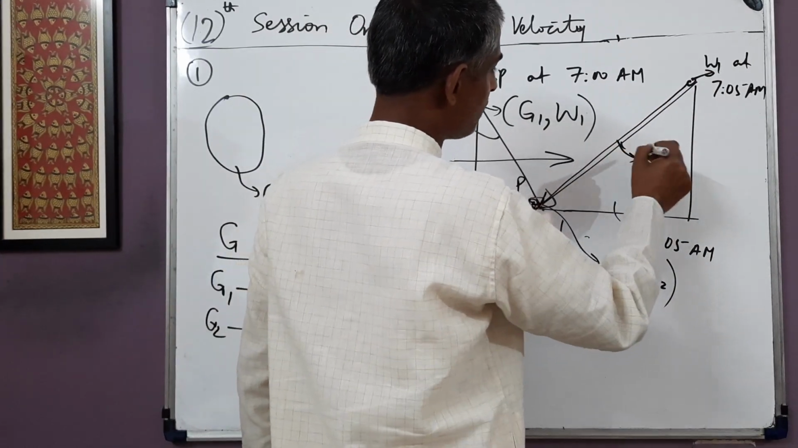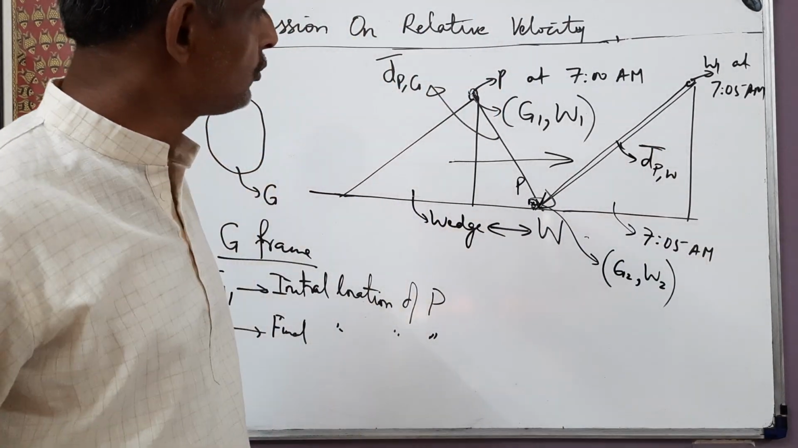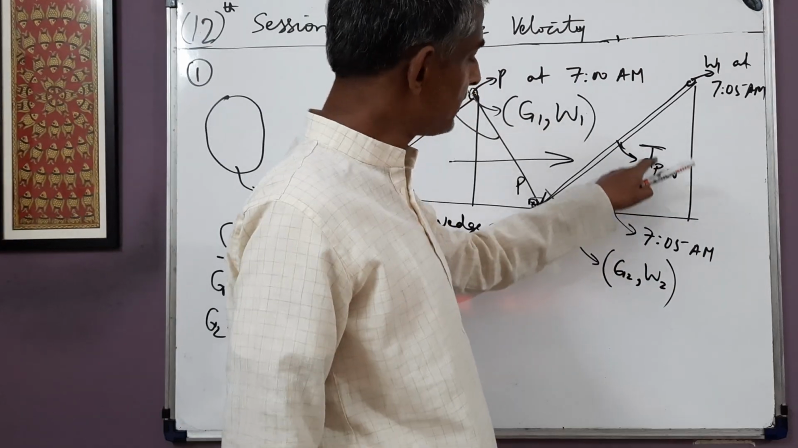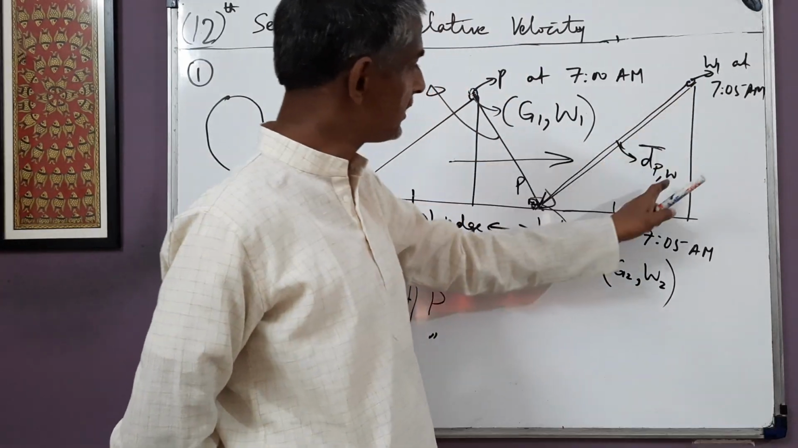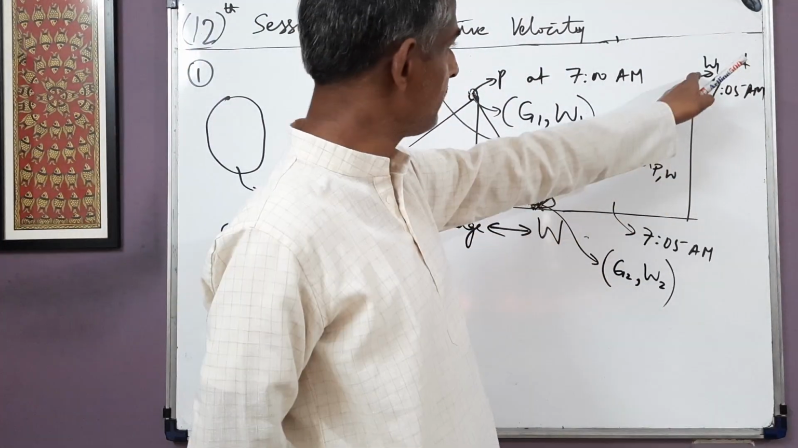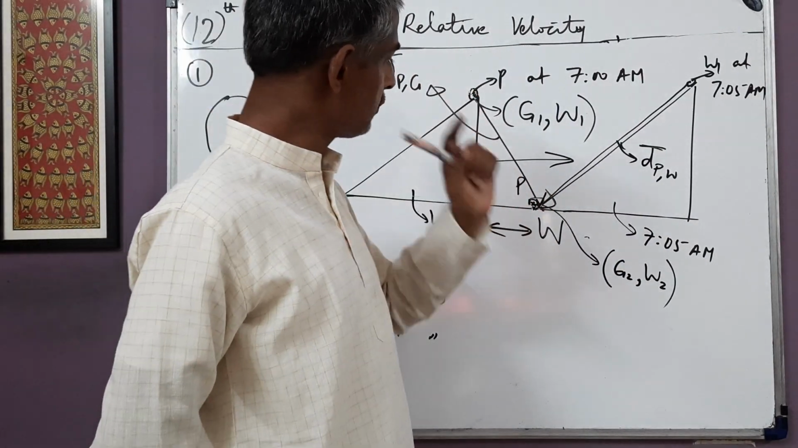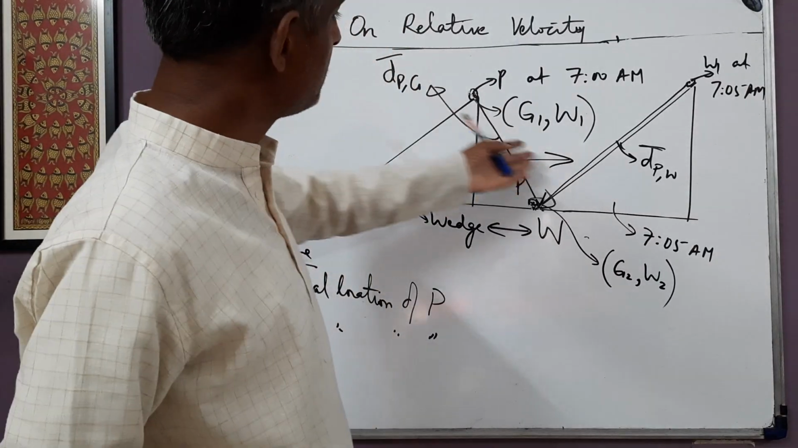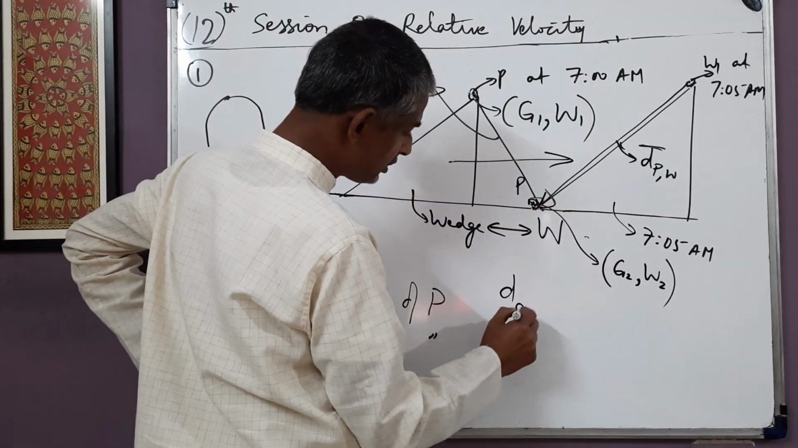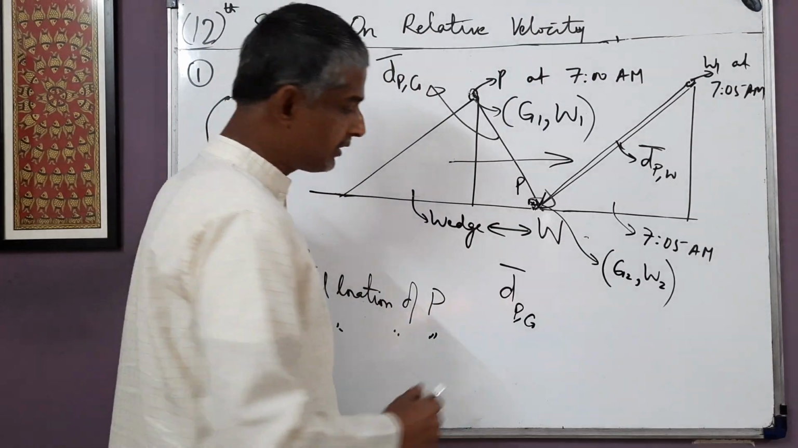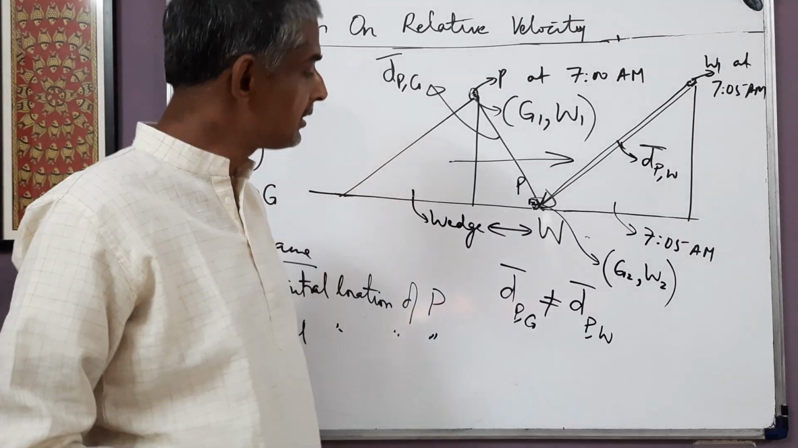So this is the displacement of P with respect to wedge in the time interval 7 am to 7:05 am, dPW. D means displacement, P for point and comma, W for wedge frame. So this is the displacement of P with respect to wedge frame from here to here. And this is the displacement of P with respect to ground frame from this location to this location, dPg. So these two arrows are not the same. Displacement of P with respect to ground dPg in the interval 7 am to 7:05 am is not the same as displacement of P with respect to wedge in the interval 7 am to 7:05 am.